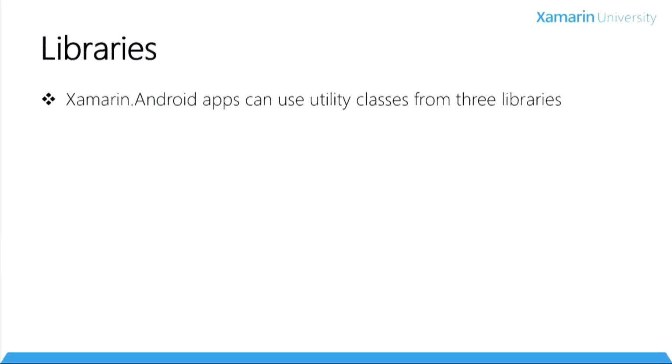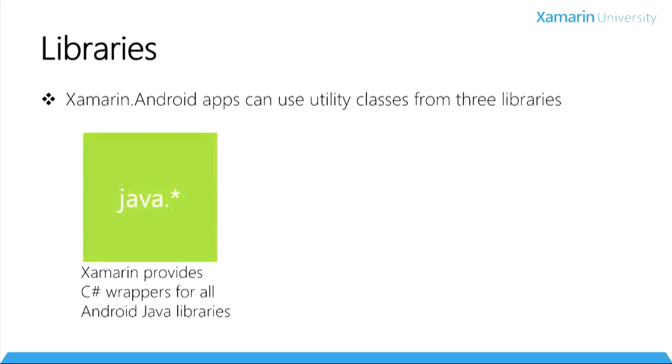Inside your app, you get to use 3 different libraries. The first one is the Java libraries that come with native Android. So Android lets you use a bunch of Java utility types. Just as a simple example, something like string buffer, or even Java's version of things like ArrayList, the data structures. So those types of classes are in the Java Star package, and Xamarin provides C# wrappers around all of those classes.